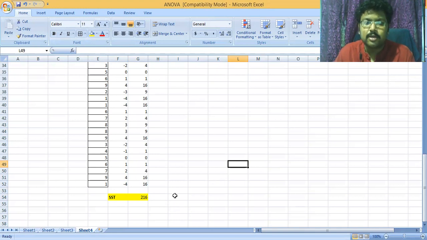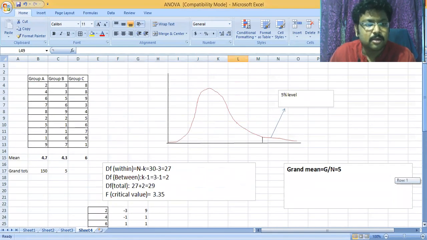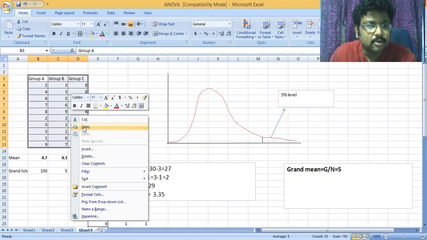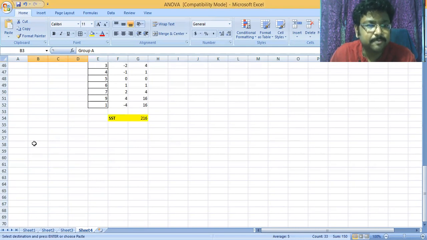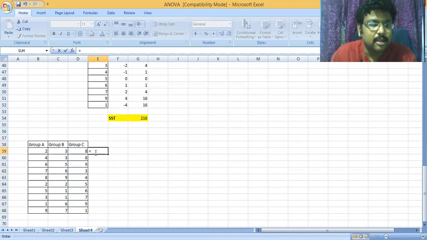Now the sum of square within. We have to calculate it, and how can it be calculated? Look at it very carefully. So here is the group. Now we are going to find the sum of square within. So I am copying it again, copy, and I paste it. Now in this step I subtract the mean.